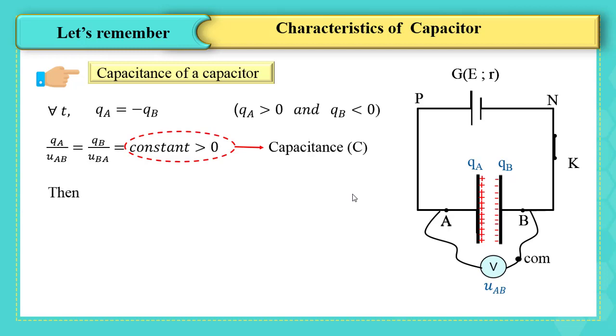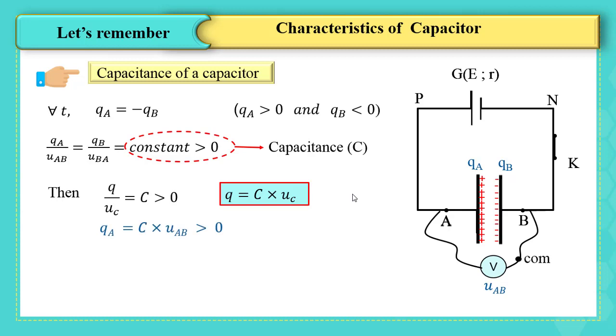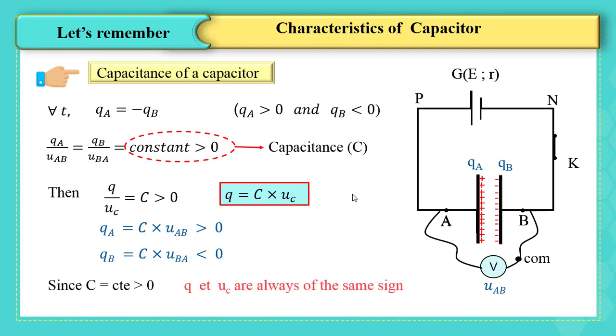Then Q over UC equals C, which is greater than 0, and the relation between Q and UC is Q equals C multiplied by UC. But QA equals C multiplied by UAB, which is a positive value, while QB equals C multiplied by UBA, which is a negative value. And since C is constant and always positive, Q and UC are always of the same sign.